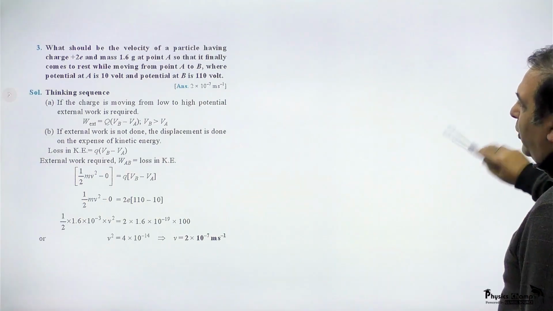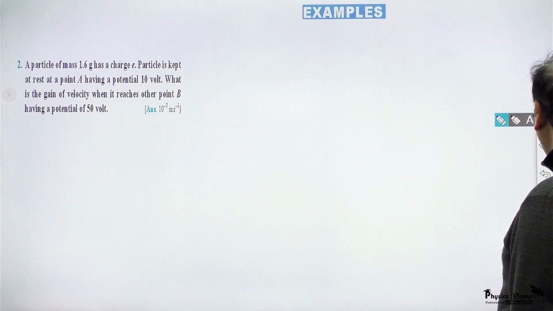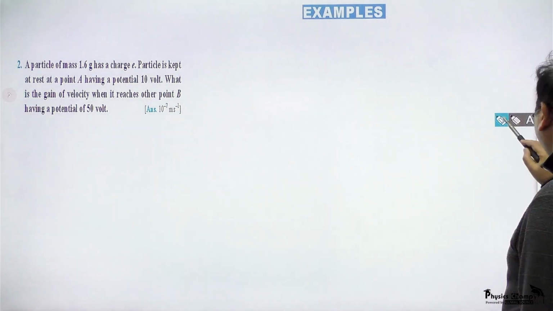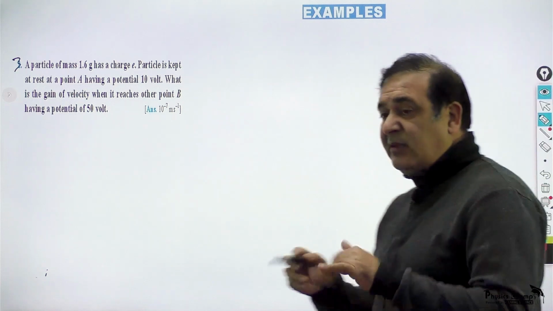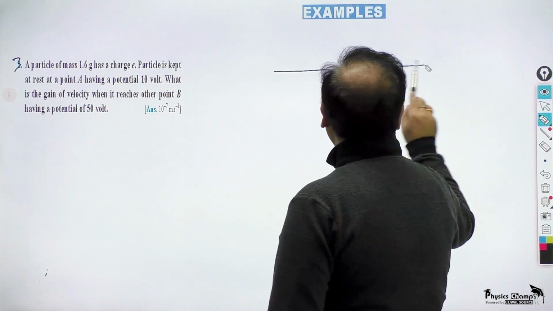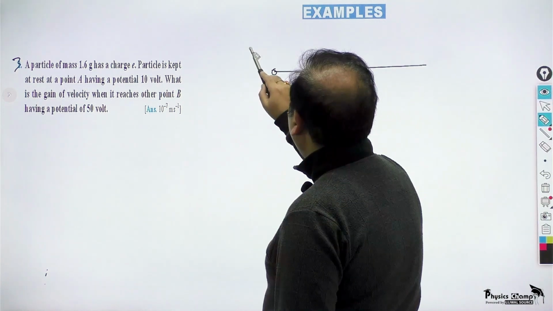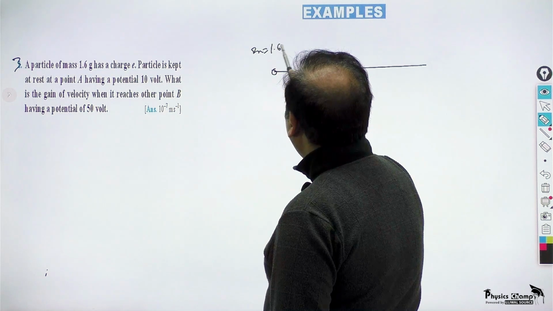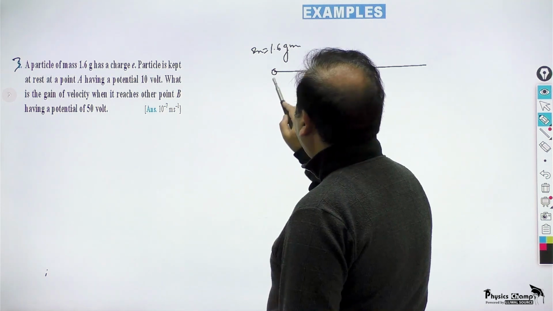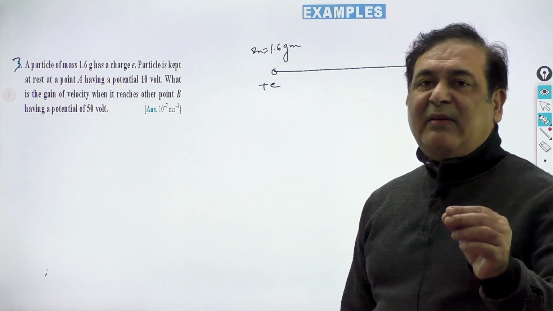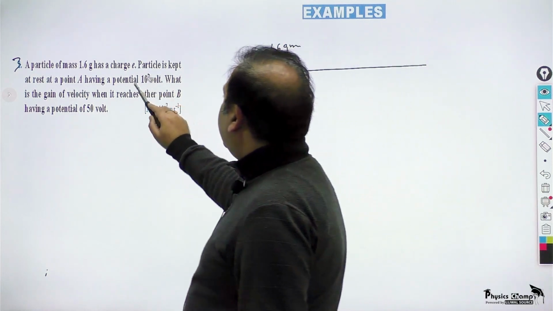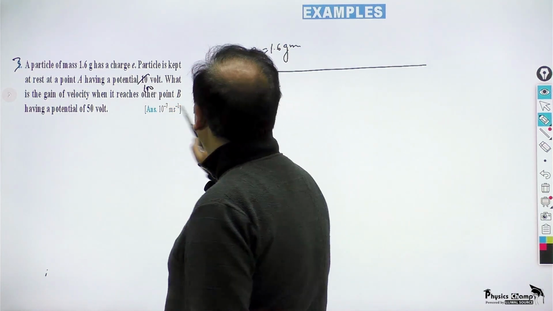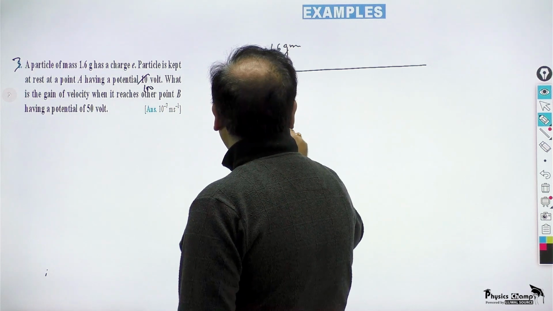Now I take that question, I call it question number 3 here. There is a particle of mass 1.6 gram. It is just the reverse question. There is a particle which has the same mass, 1.6 gram, and has a charge plus E. The particle is kept at rest at a point A having a potential of 100 volt. So this time the potential of A is 100 volt, high potential.